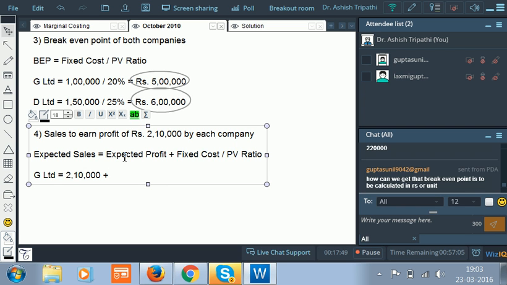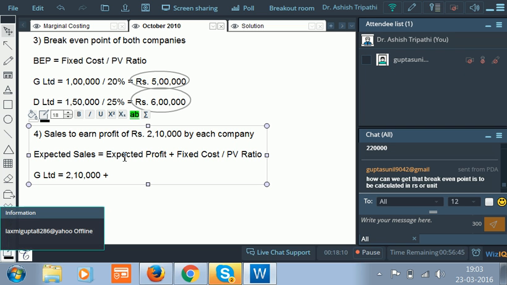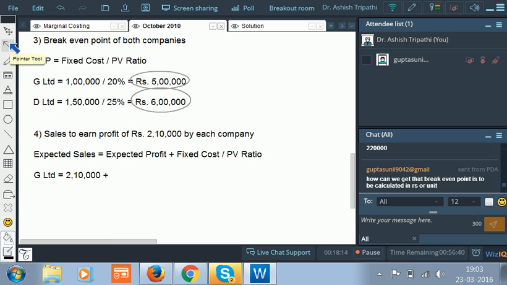Very good question, Sunil. Your question is how you will come to know whether you will have to calculate the break-even point in rupees or in unit. Very good question. See, the formula for calculating break-even point in rupees is fixed cost upon PV ratio. Okay, so that is what we have calculated here. If you see, for break-even point we have calculated in rupees.